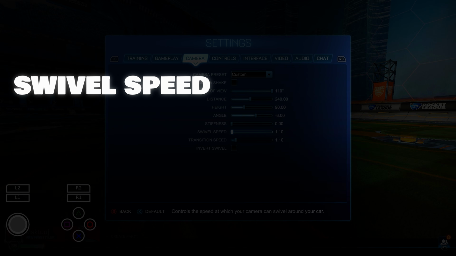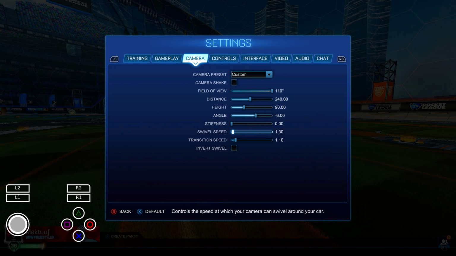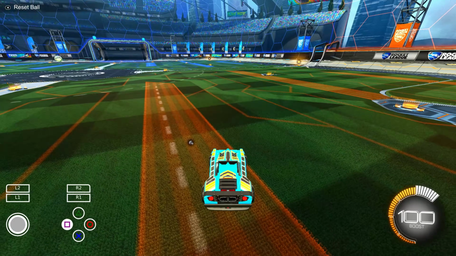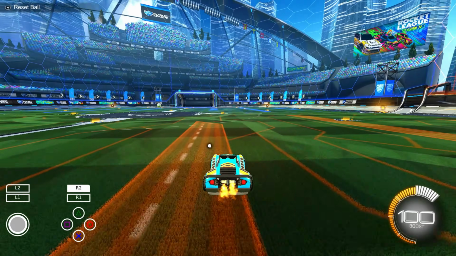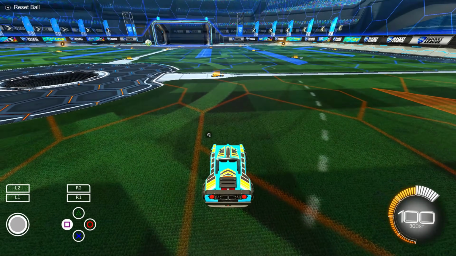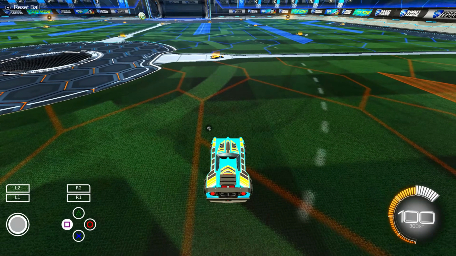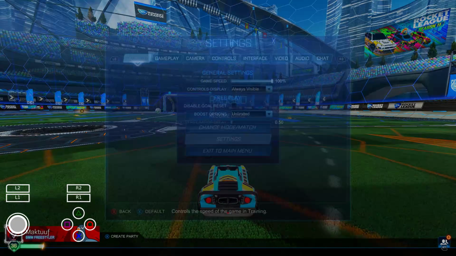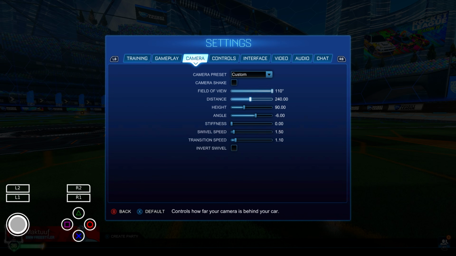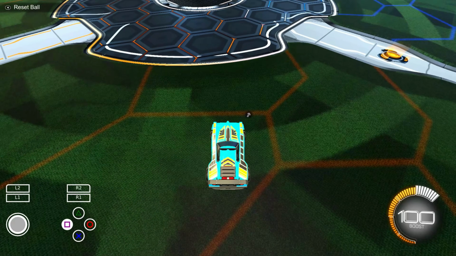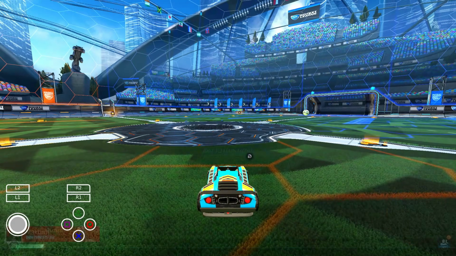Swivel speed is basically how fast your camera moves when you're moving your stick. And I like to have somewhat slow settings for this. So say like 1.5 is slow enough for me because I like to actually look at whatever is in front of me. So if a player is right in front of me, I like to actually have time to look. If that's too high, then I will transition instantly down. And I don't really like that because then if I have a player in front, I can't really see that.